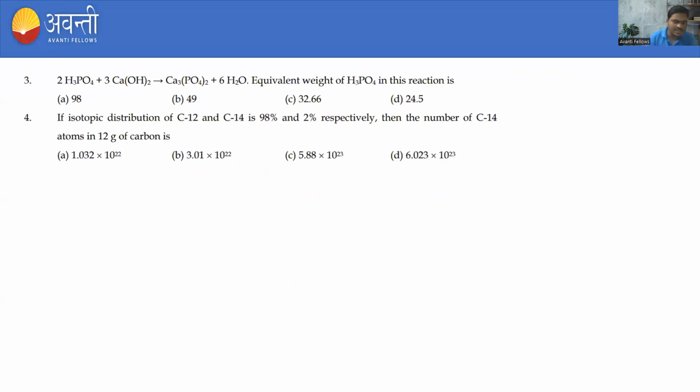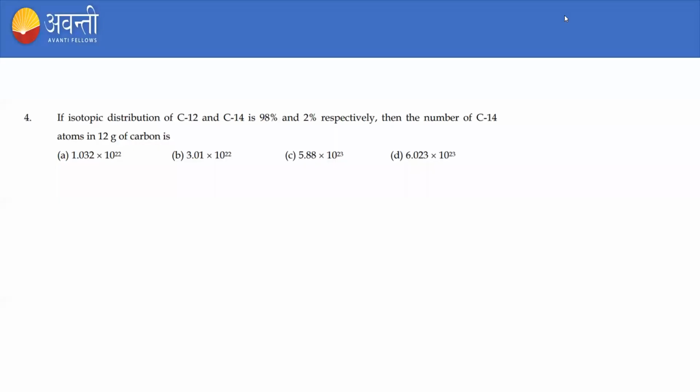That is question number 3. So in question number 3, they are asking: 2H3PO4 plus 3Ca(OH)2 gives us Ca3(PO4)2 plus 6H2O. Now you have to calculate the equivalent weight of H3PO4 in this reaction. So if you want to calculate the equivalent weight of H3PO4, how will you calculate this? So we know that equivalent weight is equal to molecular mass upon what? Yes, molecular mass upon their n-factor. This n-factor is either their basicity or acidity.